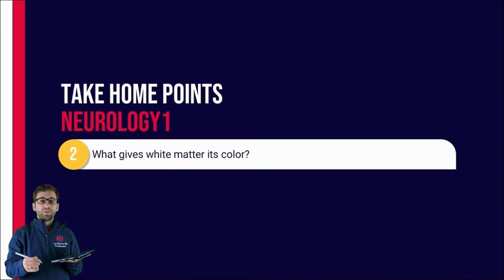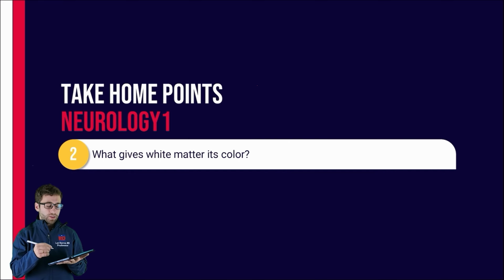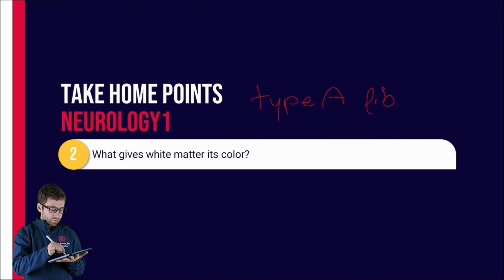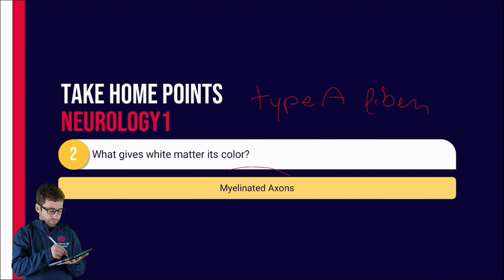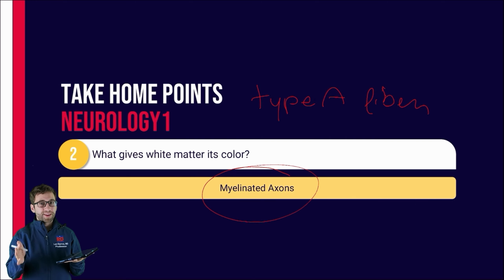White matter gets its color from myelinated axons. Myelin, produced by oligodendrocytes in the central nervous system, is a lipid-rich substance that insulates axons and enhances the speed of electrical signal transmission. The axons richer in myelin are called type A fibers. Also easy, right? Let's proceed.